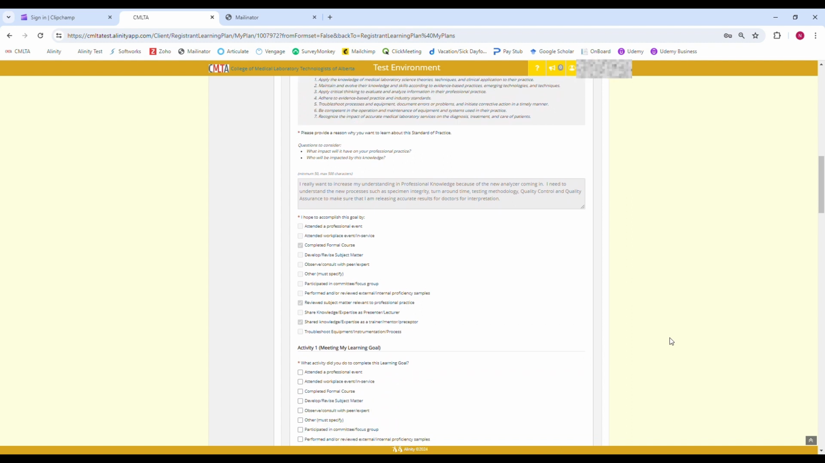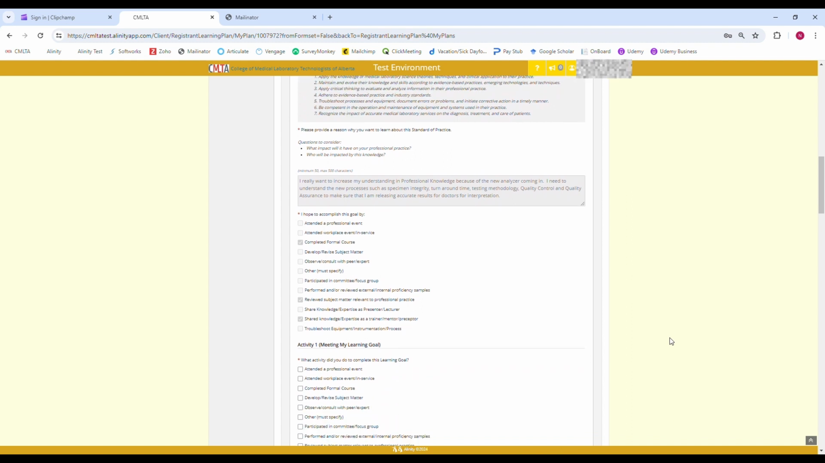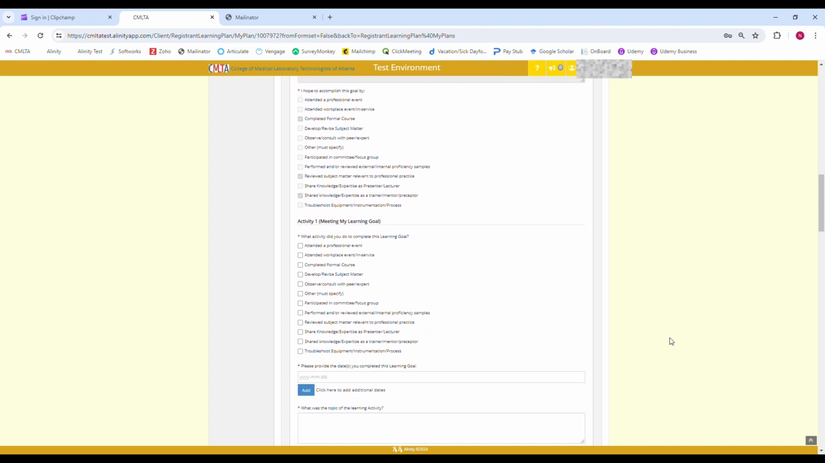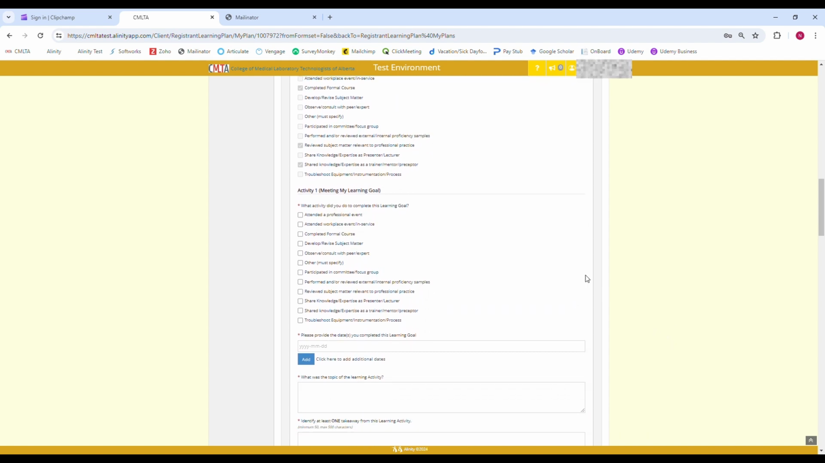The member knew that increasing their professional knowledge would help them troubleshoot, and understanding specimen type, QA, and QC will help decrease turnaround time for patient results. Not only was this activity going to impact their service users, but help with their own confidence when performing the test. This MLT decided to review subject matter relevant to their professional practice.